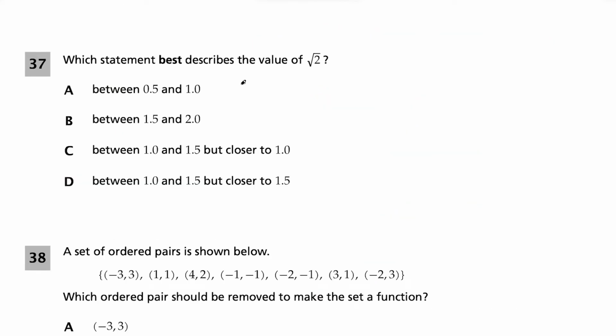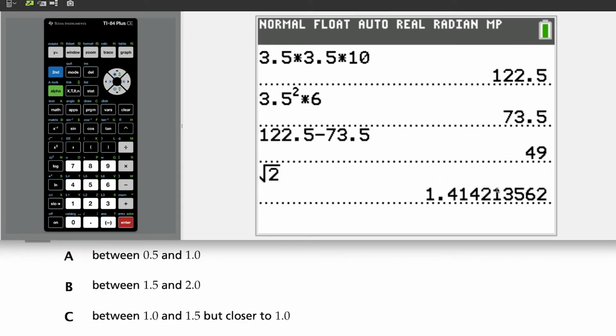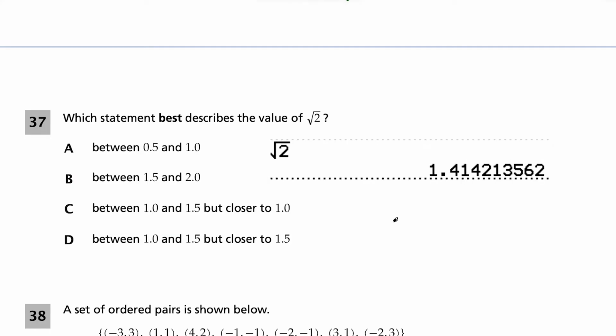Question 37, which statement best describes the value of square root 2? So for this question, we could just type right into the calculator. The square root of 2, I'm going to press second x squared to pull up a blank square root, and then press 2. And we're going to get this decimal value here. If you have one of those scientific calculators, you might have to press 2 and then press the square root button. But just know that you're going to be looking for the square root of 2, which is this decimal value here. Now, one thing I want to point out is that square root 2 is an irrational number. It is an infinite decimal, and it does not have a repeating pattern to it.